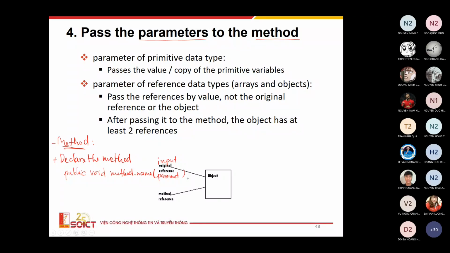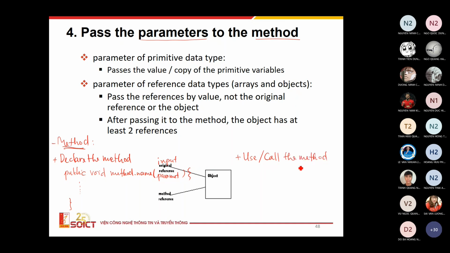And then you have the block of code. Okay, you have the block of code here. You will do something with this method. You have to declare it here. Okay, this is the declaration for the method. And then when you use the method, we can call the method.